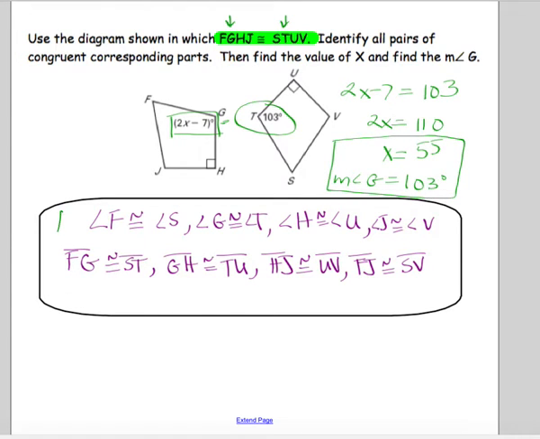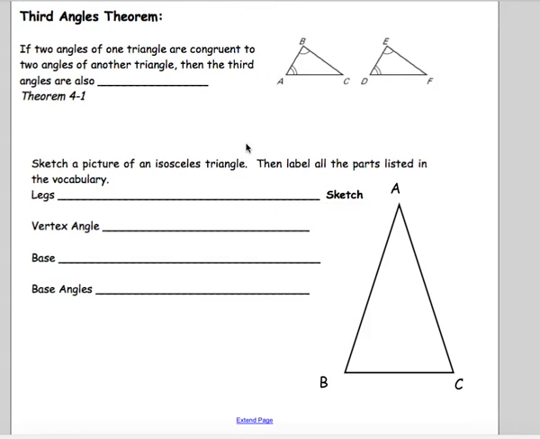And then here's all the corresponding parts named. Right here we have the third angles theorem. It says if two angles of one triangle are congruent to two angles of another triangle, then the third angles are also congruent. And this comes from the fact that they all have to add to 180. So if A and B match and D and E match, then their sums are going to match. And when you subtract those sums from 180, you should get the same amount left for angle C and angle F.